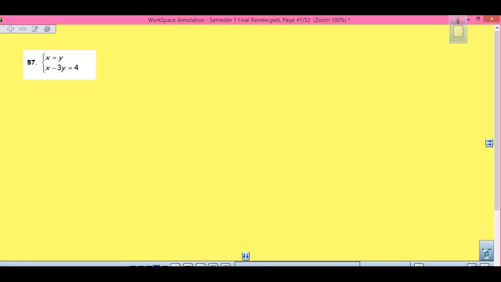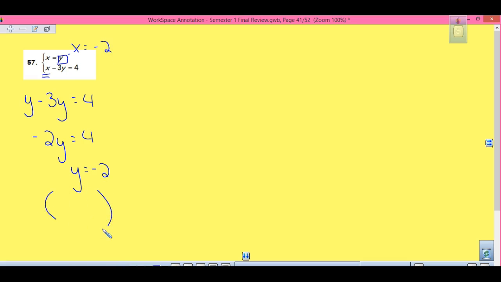All right, now it says to use what? Substitution? Okay, so it says x equals y, so we box up our y and plug it in for x. So y minus 3y equals 4. Negative 2y equals 4, so y is negative 2. We plug it back up here. X equals negative 2, so my intersection point is negative 2, negative 2.